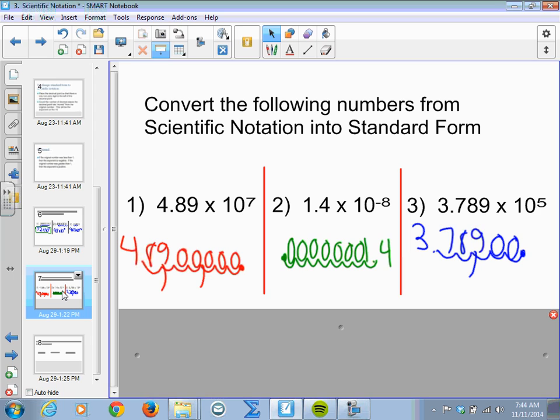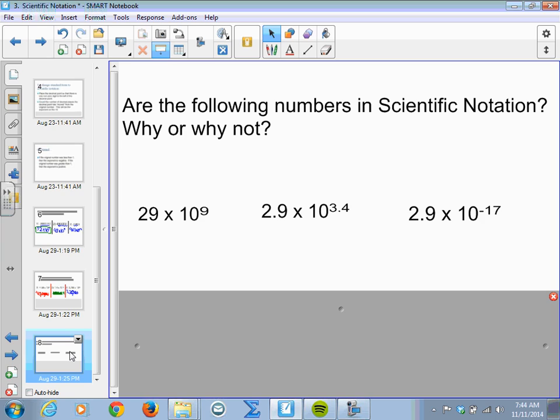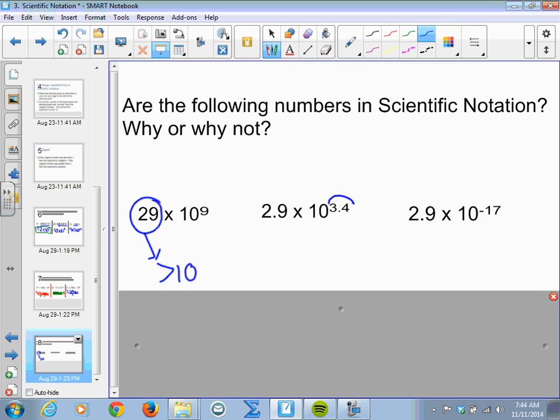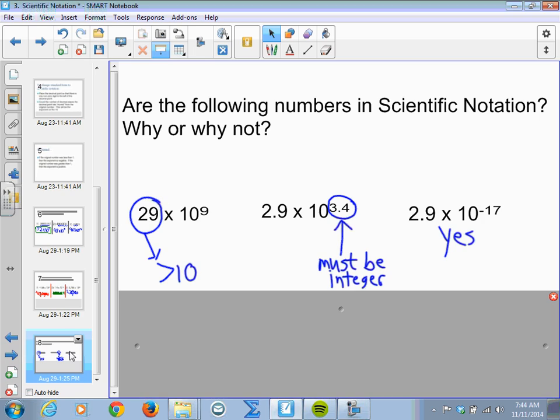And the final thing that we're doing here, are the following numbers in scientific notation? Why or why not? Well, the first one, look at it, it's not, because that number is bigger than 10. The next one is not as well. This needs to be a whole number, or an integer, excuse me. And the last one looks good to me. This concludes your lesson on scientific notation.